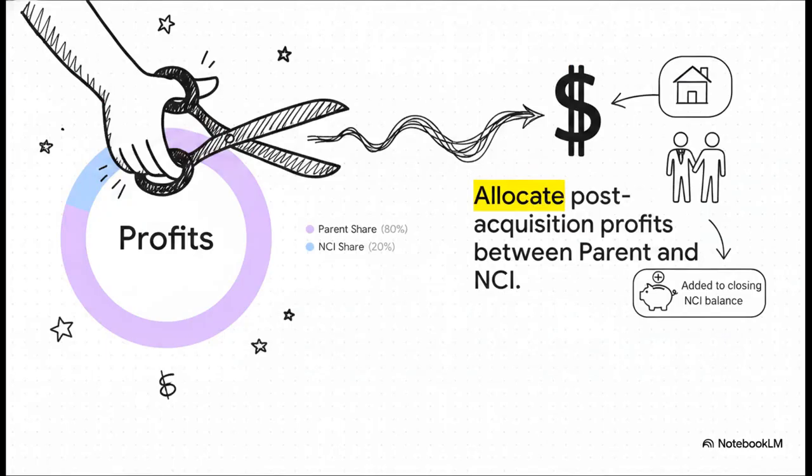Now for Phase 5, allocating post-acquisition profits. With all those illusions stripped away, let's fast forward to year-end and see how we allocate the actual profits the business generated. Let's say our subsidiary made $300,000 in profit after the acquisition date. Remember, only post-acquisition profits belong to the newly formed group. We have to carefully slice that profit up. The parent gets its 80% share, which is $240,000. The NCI gets its 20% share, or $60,000. That $60,000 then gets directly added to the closing NCI balance on our consolidated balance sheet, which tracks their growing stake in the subsidiary's success.